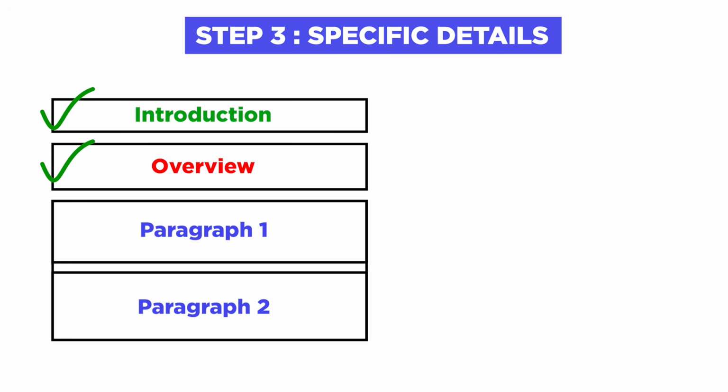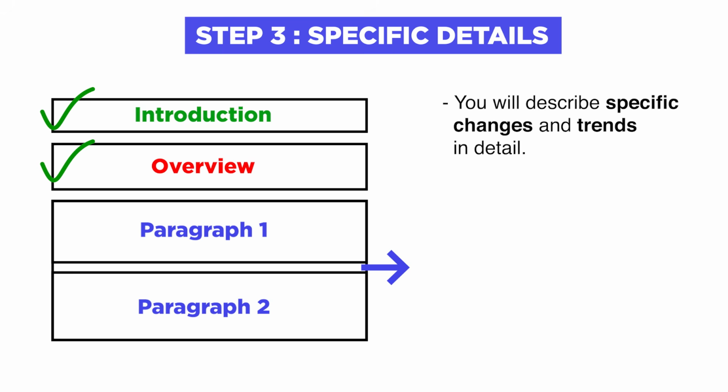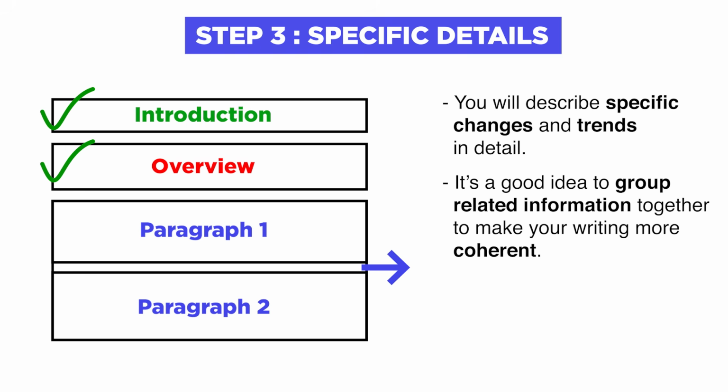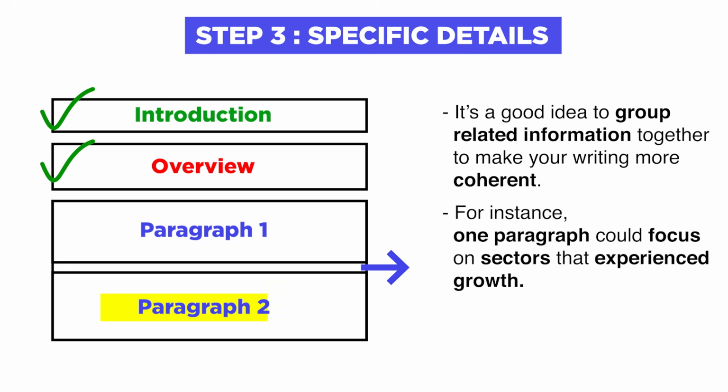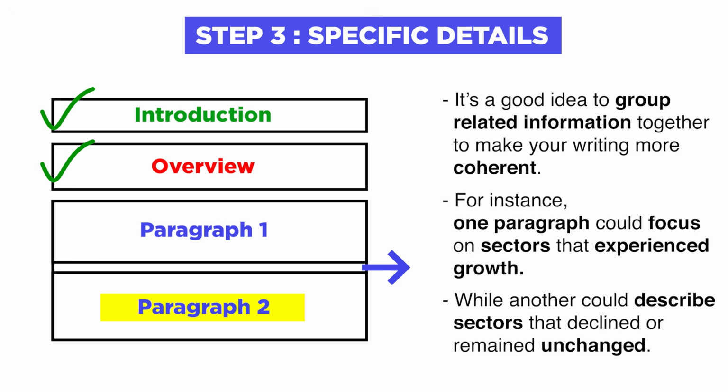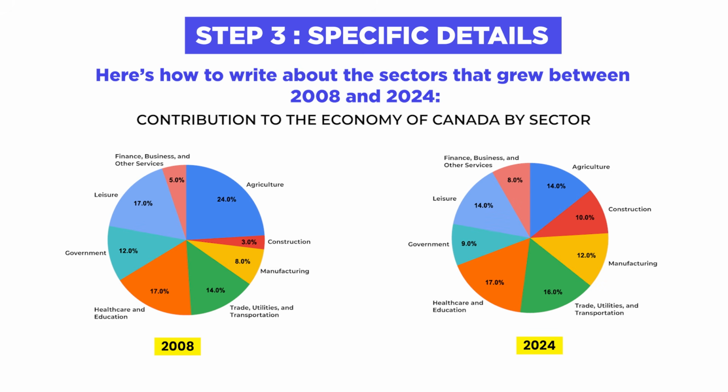Step 3. Specific details. Body paragraphs. In this section, you will describe specific changes and trends in detail. It's a good idea to group related information together to make your writing more coherent. For instance, one paragraph could focus on sectors that experienced growth, while another could describe sectors that declined or remained unchanged. Here's how to write about the sectors that grew between 2008 and 2024.